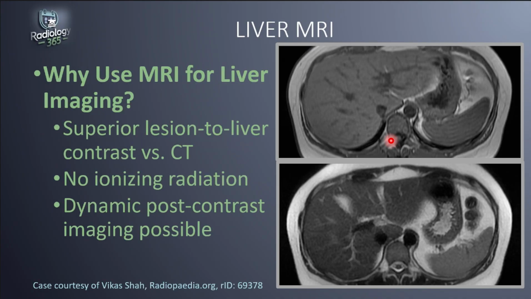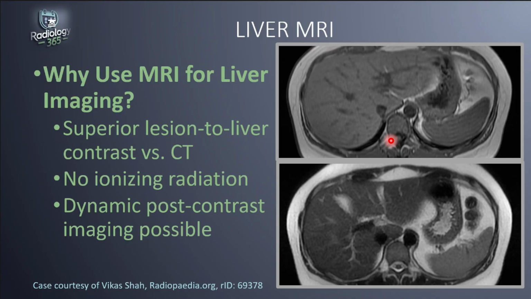MRI offers superior soft tissue contrast and avoids radiation exposure. It's particularly useful when CT findings are equivocal or when we need to characterize a lesion more precisely. Plus, dynamic post-contrast imaging can be repeated without additional radiation risk.